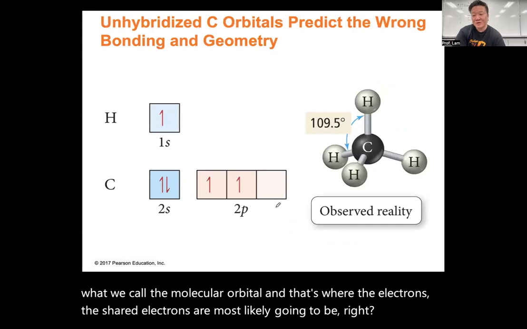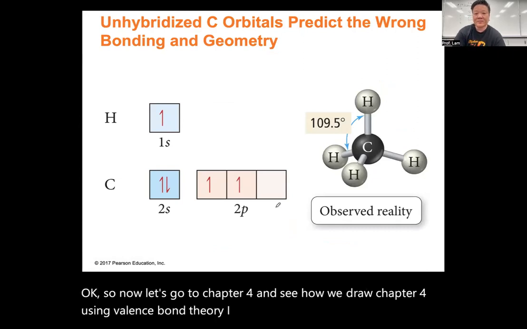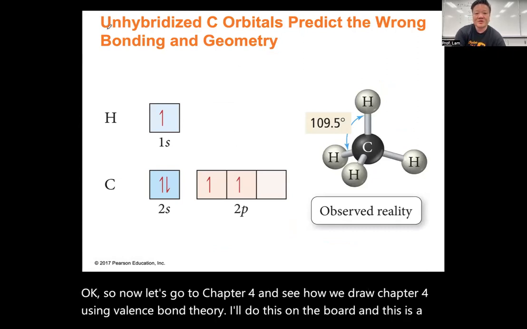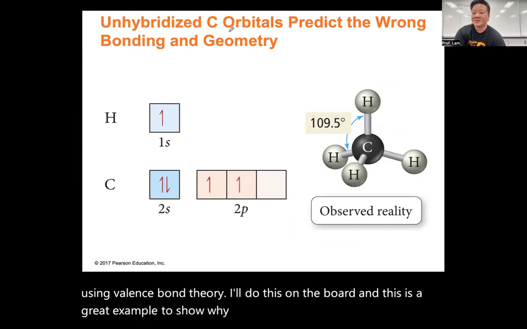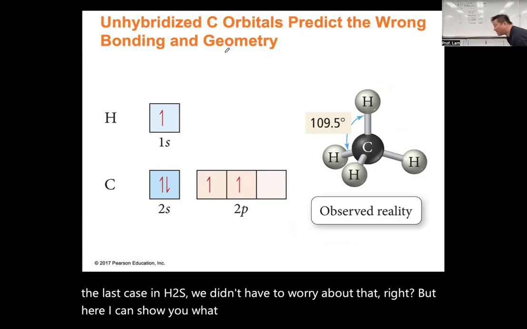Okay, so now let's go to CH4 and see how we draw CH4 using valence bond theory. I'll do this on the board. And this is a great example to show why carbon needs to hybridize. In the last case, in H2S, we didn't have to worry about that. But here I can show you why carbon needs to hybridize, and also, what does hybridization mean?